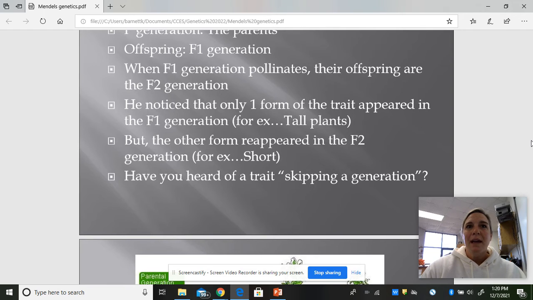And so he decided, well, I'm going to take the F1 generation and cross two of them and see what happens. And what happened is that the short trait reappeared. Again, not what he expected to happen.